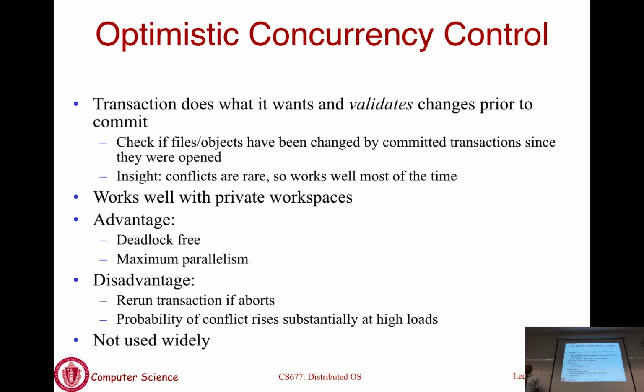We will track whether there are actually conflicts occurring. And if conflicts are occurring, we will say, no, you cannot do this, we will have to abort the transaction. So that's called optimistic concurrency. Here conflicts are very rare, so it works well most of the time. And this can be easily implemented using private workspaces. Each transaction gets its own workspace. There are no locks. When you are going to apply your changes, you see whether somebody else changed the data after you got it.